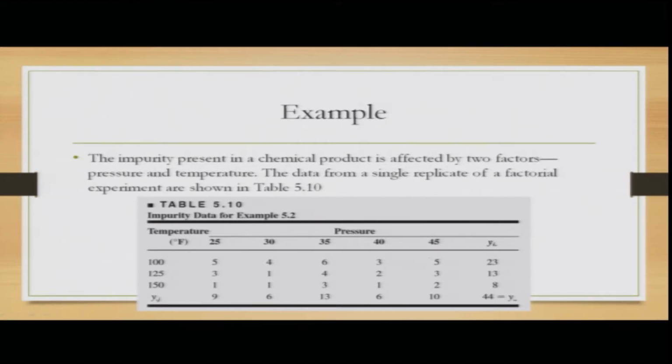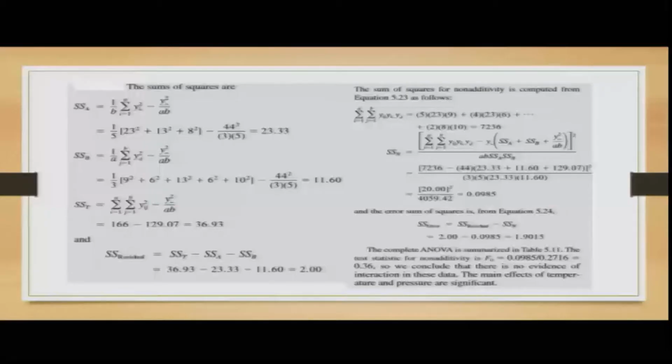the impurity data correspondingly for temperatures 100, 125 and 150 are 532. Then you can find out y i dot, which is keeping i fixed and summing it up for all j's, and another one, y dot j, which means keeping j fixed and summing it up for all i's. The sum of the squares can be found out, and they come out to be 23.33. So, this is the value.